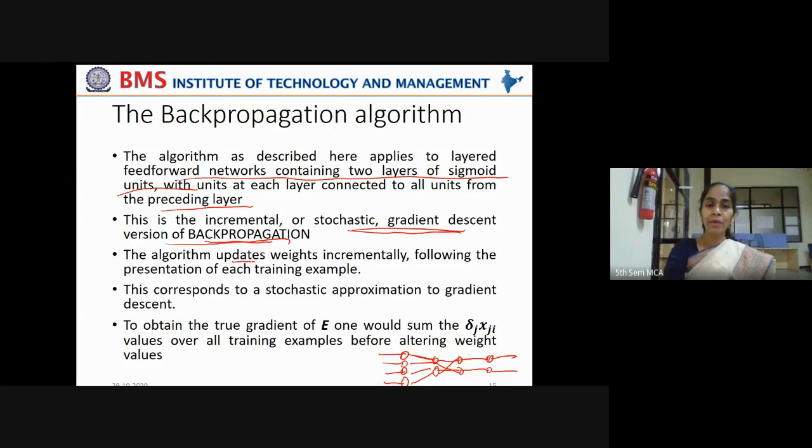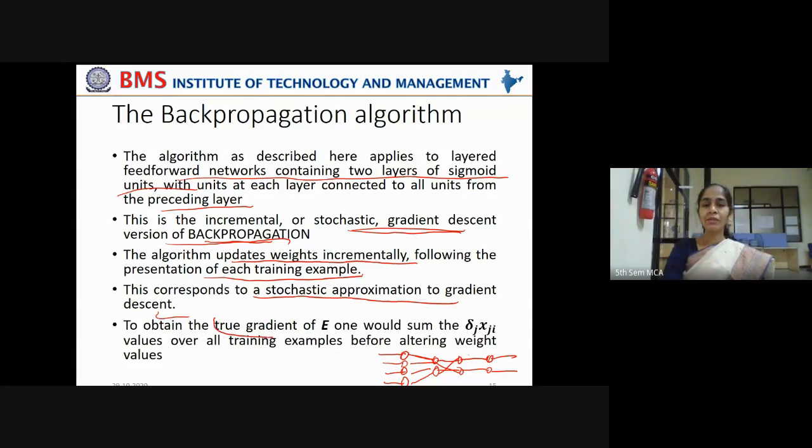The algorithm updates weights incrementally following the presentation of each training example. Okay, how is the training example presented to the network layer? Following that, the algorithm updates the weights incrementally at each iteration. Now this corresponds to a stochastic approximation to gradient descent, correct? In stochastic approximation to gradient descent, what will happen? At each iteration, every training example's error is taken and weights are adjusted. Here also it is doing the same thing.